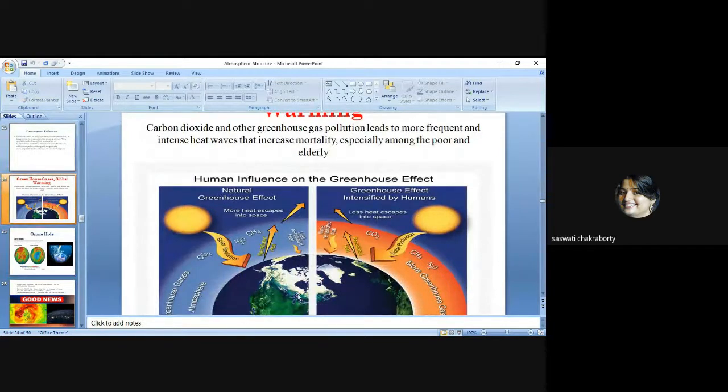Look at this image. This is our Earth. On the left side, we have the natural greenhouse effect, and this is the greenhouse effect intensified by humans. What happens? Throughout the day, our Earth absorbs the solar radiation, and at night, slowly it re-radiates, meaning it gives away.